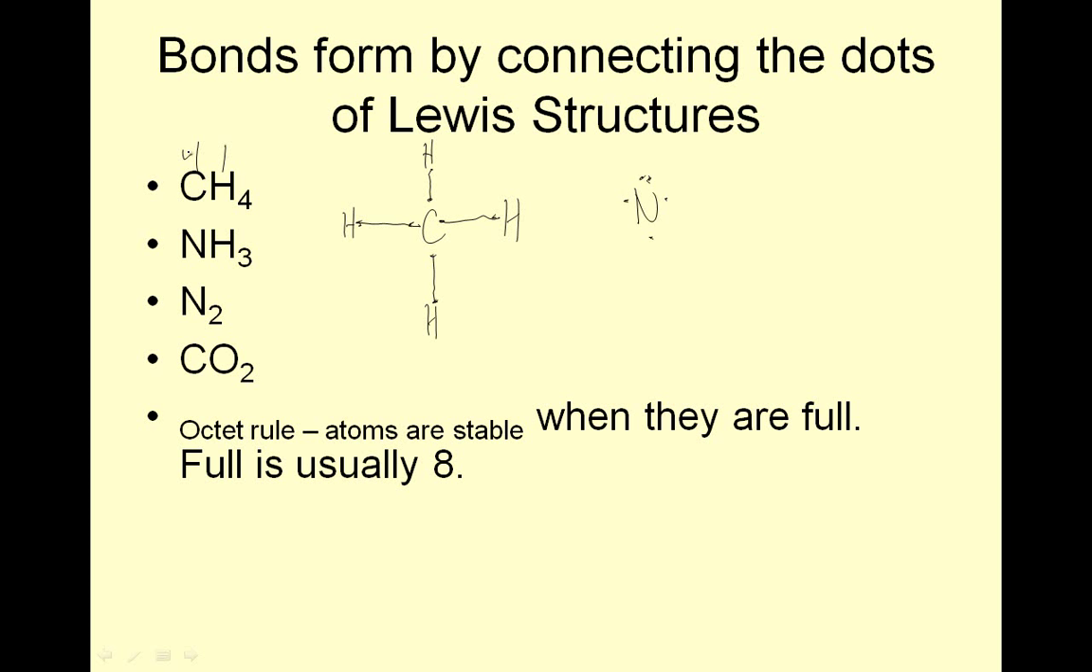Nitrogen has 5. And H3, again, H is single electrons. And then I connect the dots. I'd like to point out that nitrogen has 2, 4, 6, 8, so it's happy. Carbon here has 2, 4, 6, 8. It's happy. Now, hydrogen also counts those same 2. So that's why it's covalent. It's nice that it does that. Nitrogen is tricky.